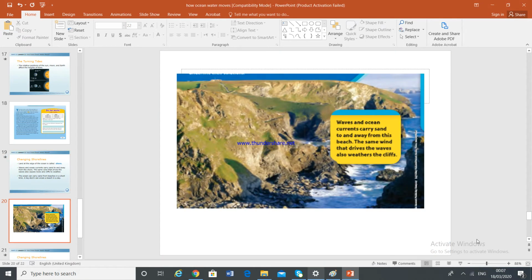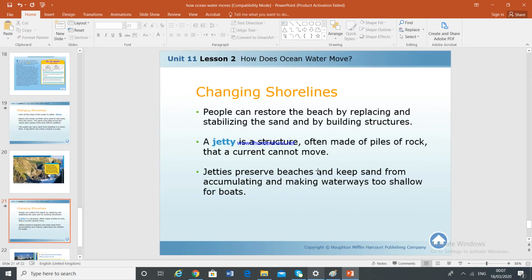Okay, now, what do you see here? Waves and ocean currents carry sand to and away from this beach, and the same wind that drives the waves also weathers the cliffs. Now, how can people restore the beach? Because of the wind, the sand is no longer on the shore, and still people want sand over there. So what exactly can they do?